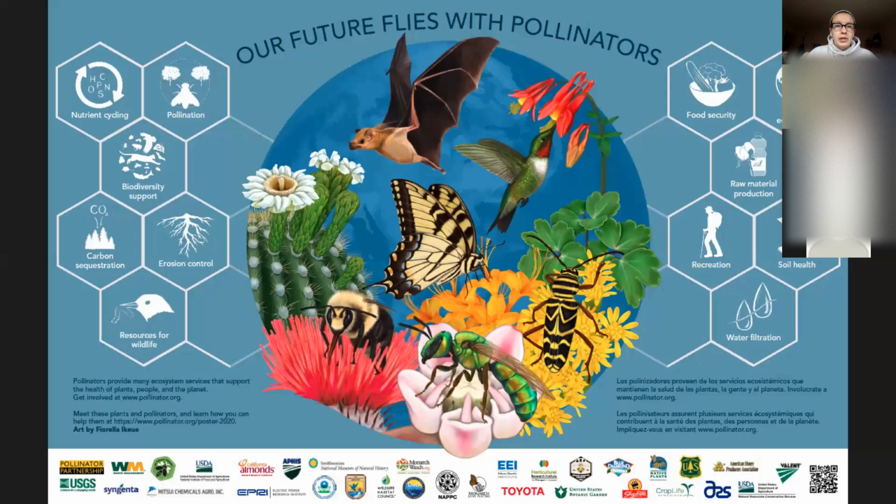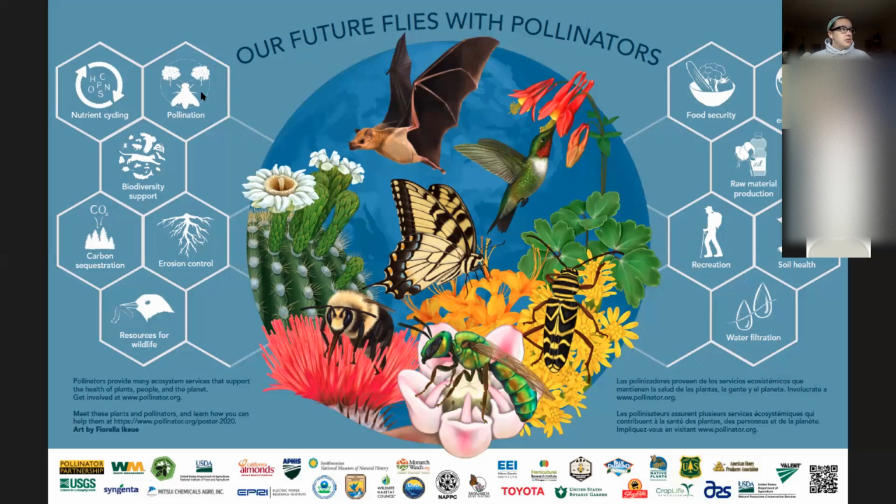And some of these other pollinators are in this cool poster that I found. You can see bats are important pollinators. So are butterflies, and hummingbirds are a really good one. And pollination is only part of what they do.